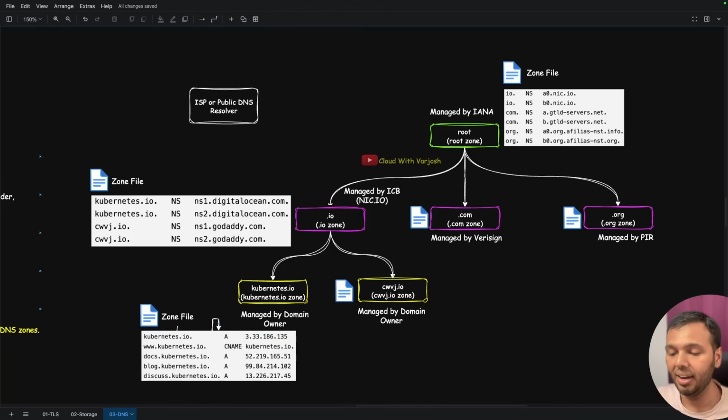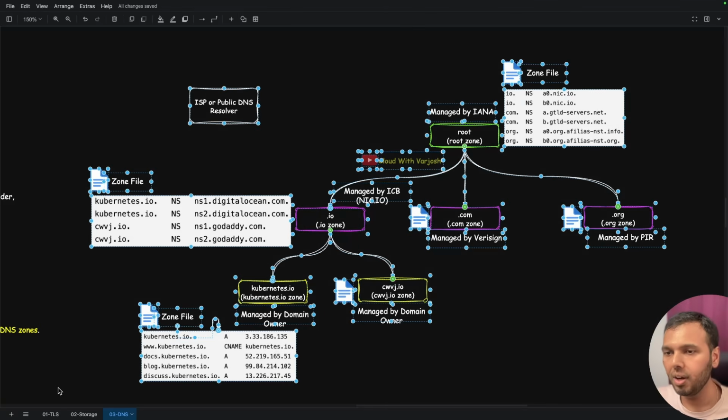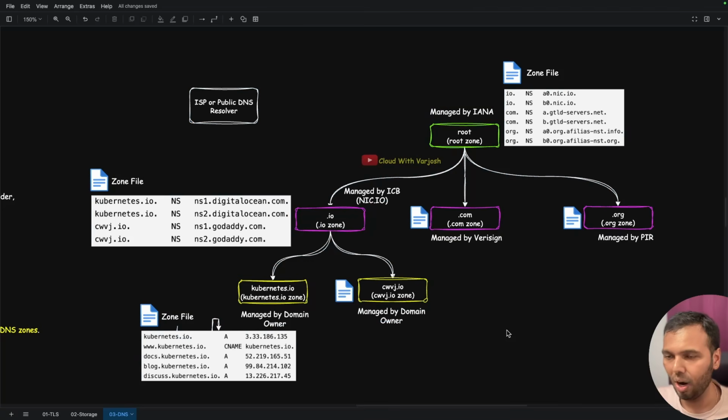I want you to understand, think of this flow as a chain of redirections, because root redirected to .io, which redirected to other name servers. So nobody knows the full answer immediately. Each layer says, I don't know the final answer, but I know who to ask next. That's DNS for you. That is what is happening in this diagram. I hope the dots are now connected. If there are still gaps, do not worry, we have one more diagram to help you understand this.